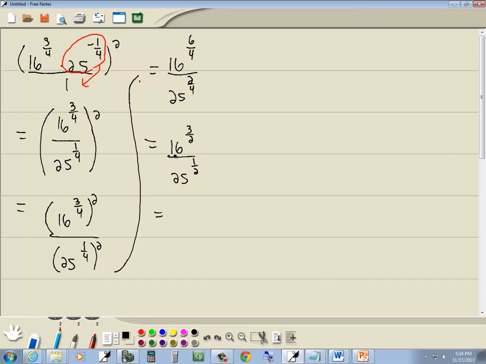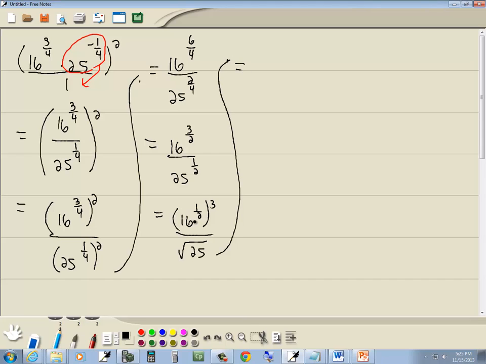Now up on top, we got a number to a fractional power where the numerator is greater than 1. And we saw earlier in the previous lesson that we want to split that up. We want to rewrite that as 16 to the 1/2 power raised to the 3rd power. Now down below, this is just the 1/2 power, so I can go ahead and put it into radical form. 25 to the 1/2 is the square root of 25.